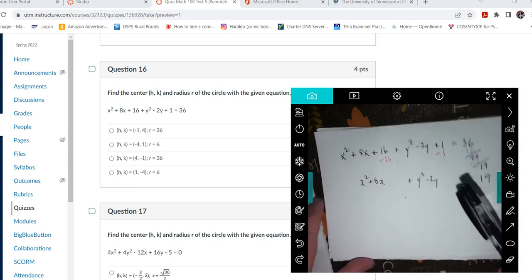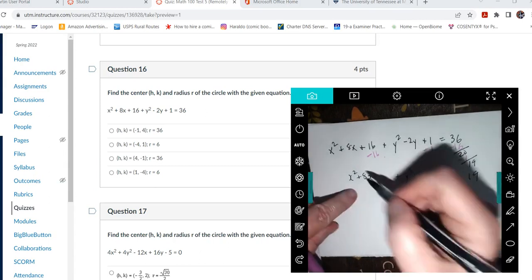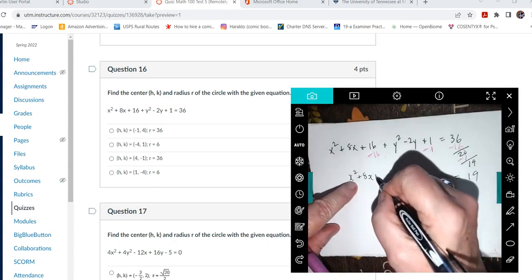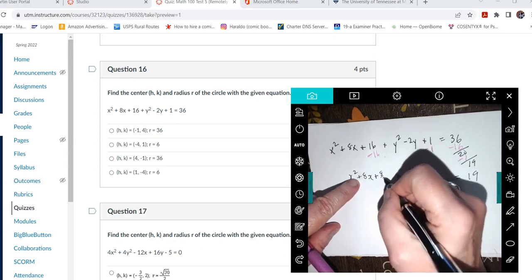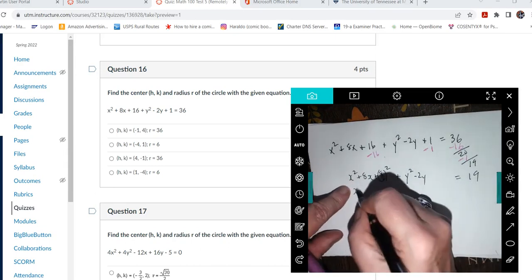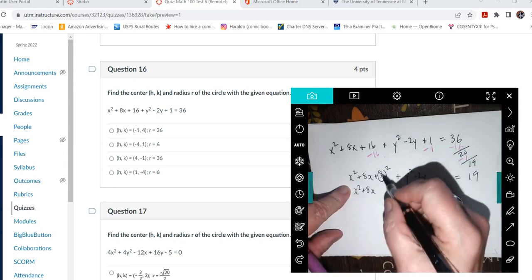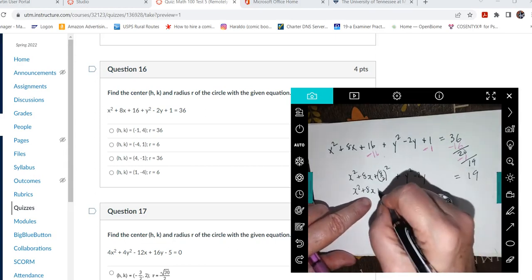Okay, now I need to complete the square. If I'm going to complete the square, then what I do is I'm going to add this divided by 2 squared. And so that's going to be 8 divided by 2 all squared is 16.